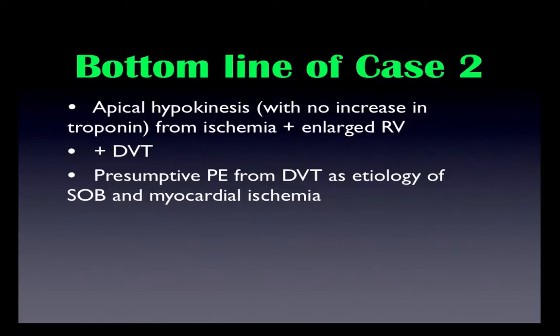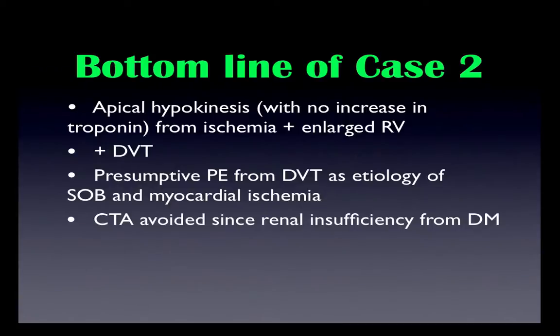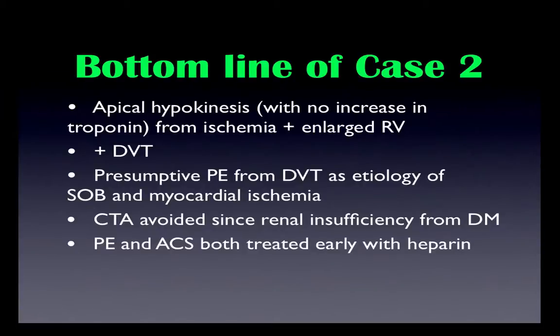So there's presumptive diagnosis of pulmonary embolism from a DVT as the etiology for the shortness of breath, and possibly secondary myocardial ischemia if that apical hypokinesis is new. Now the CTA was avoided, which is actually quite good since this patient did have renal insufficiency from his diabetes. Pulmonary embolism and acute coronary syndromes are both treated early with heparin. This patient's primary problem ended up being the pulmonary embolism.